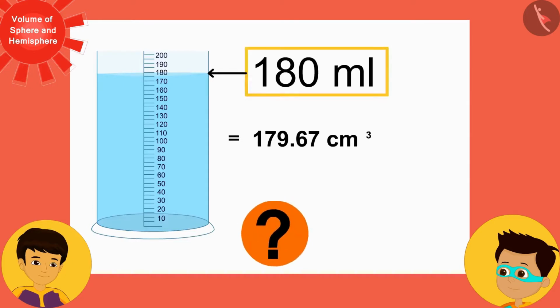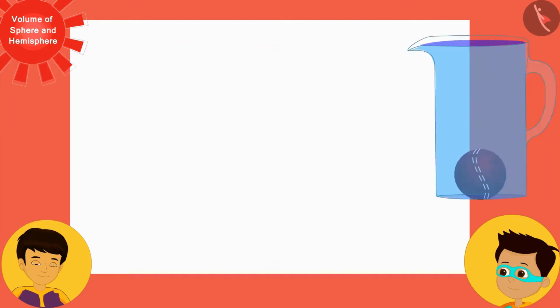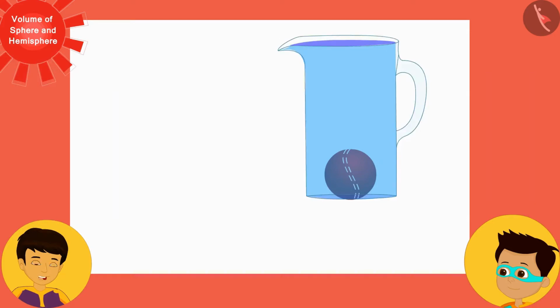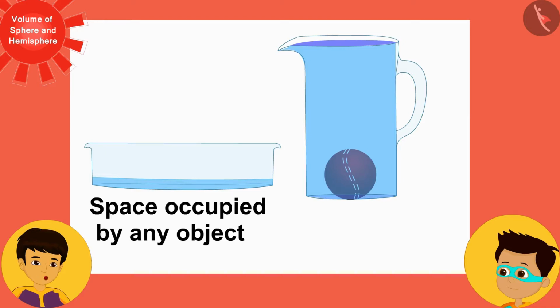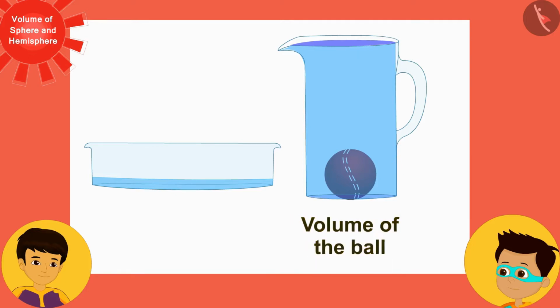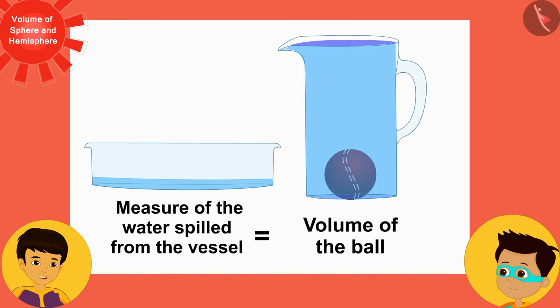Why so? This is because the ball occupies some space in this vessel. The amount of space the ball occupies in this vessel is the amount of water spilled from the vessel and deposited in the container. And as you know, the space occupied by any object is equal to its volume. Therefore, the volume of the ball is equal to the measure of the water spilled from the vessel.